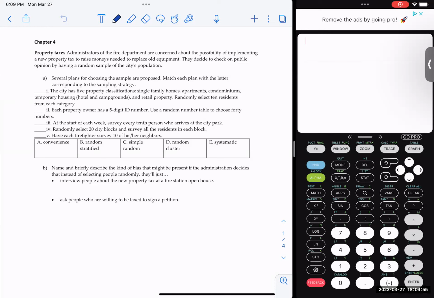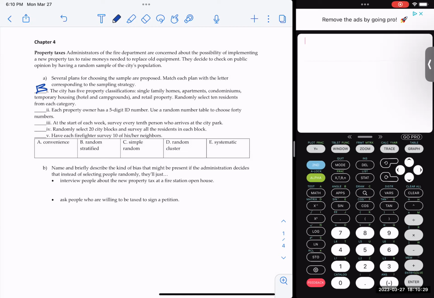Let's see, the city has 5 property classifications: single family homes, apartments, condominium, temporary housing, and retail property. Randomly select 10 residents from each category. Does anybody know what type of sample that is? Yes, right. Fantastic, Zarina. Random stratified. So I think that's B, right?